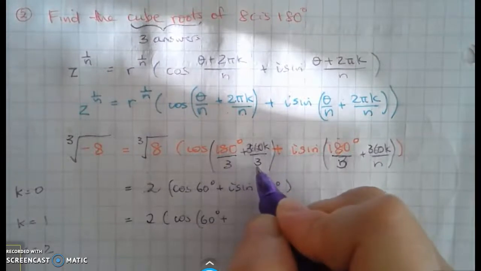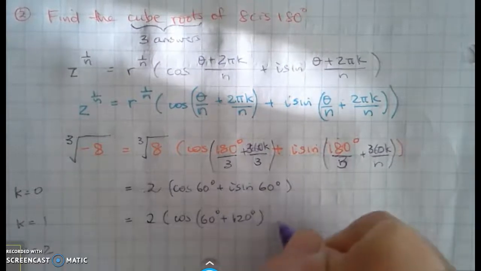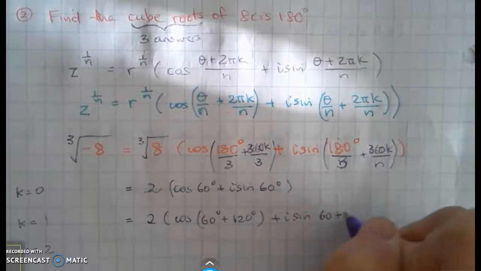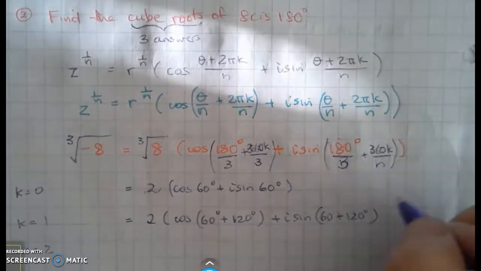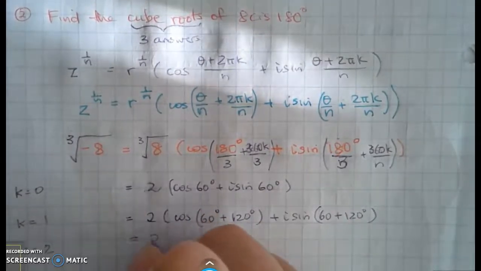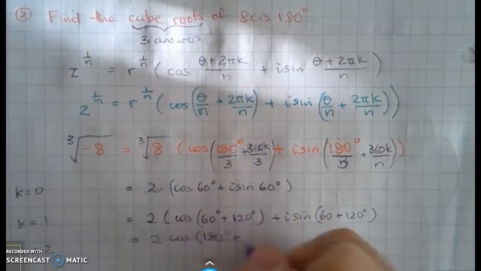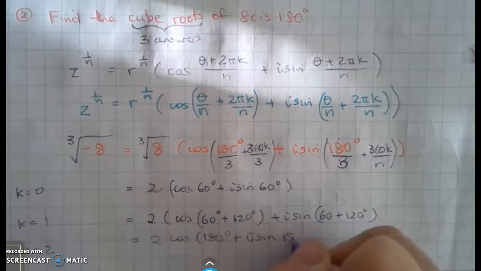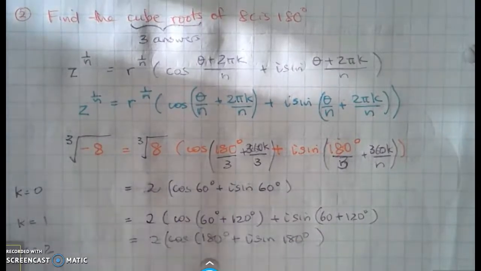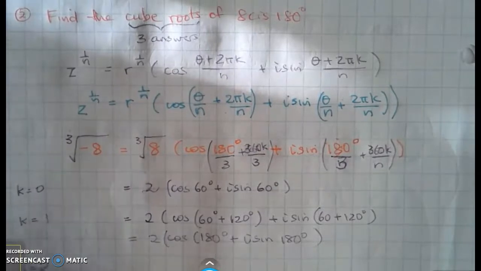So 360 divided by 3 is 120. So I am going to add 120 to it, plus i sine of 60 plus 120 degrees again. And this, of course, is equivalent to 2 times cosine of 180 degrees plus i sine of 180 degrees. Okay, so we have one solution here, and then we have to find the third solution when k is equal to 2.